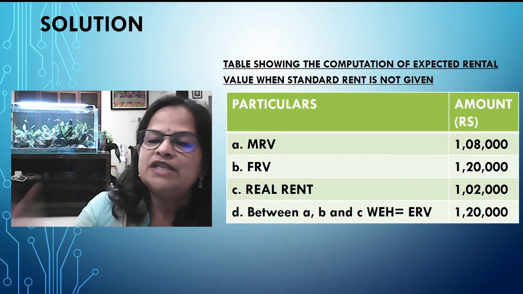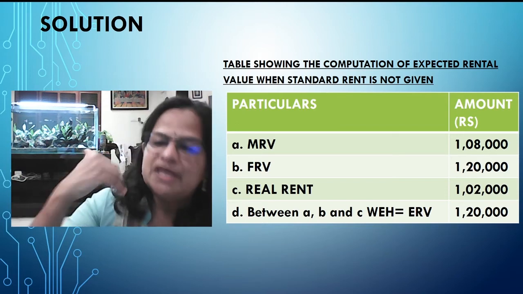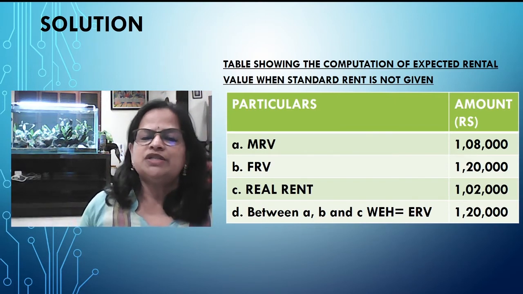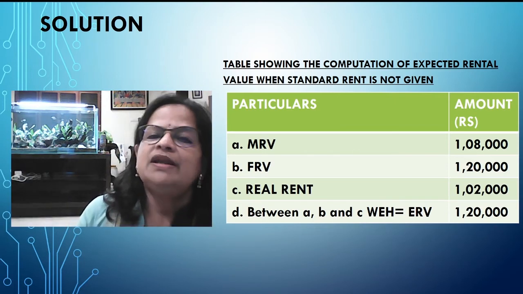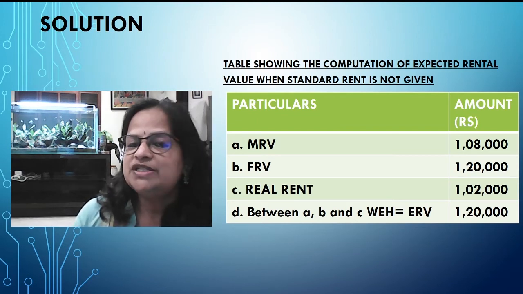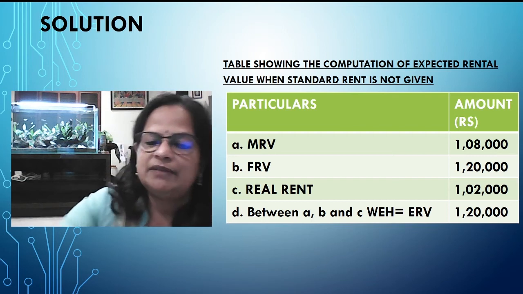So here you are getting 1,20,000. When standard rent was given, the value was 1,02,000. So you learn two computations. One is when standard rent is given and the second one is when standard rent is not given. So this computation is different. You have to see the difference.